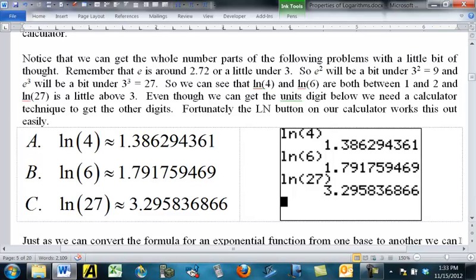Well, here it is worked out. You just push the ln button and type in the number, close the parentheses, and enter, and there you go. And here they all are. You can see the calculator screen on the right, and I've just transferred it over on the left.